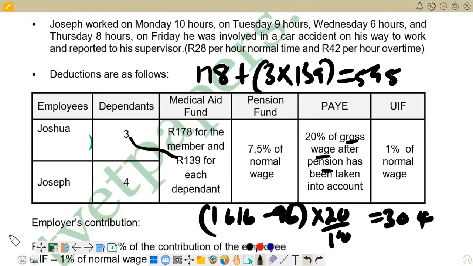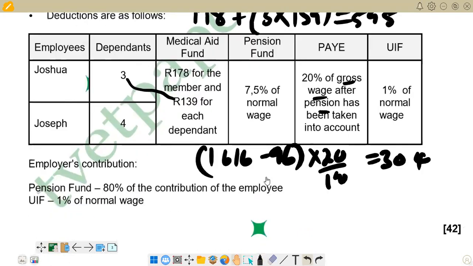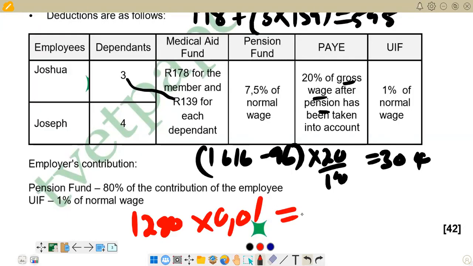Let's just create some space there. We are saying 1,280 is the normal wage there. We are saying 1% of normal wage. Then we multiply by 1%, which is 0.01 as a decimal. Then if you calculate it correctly, you are going to get 12.8.